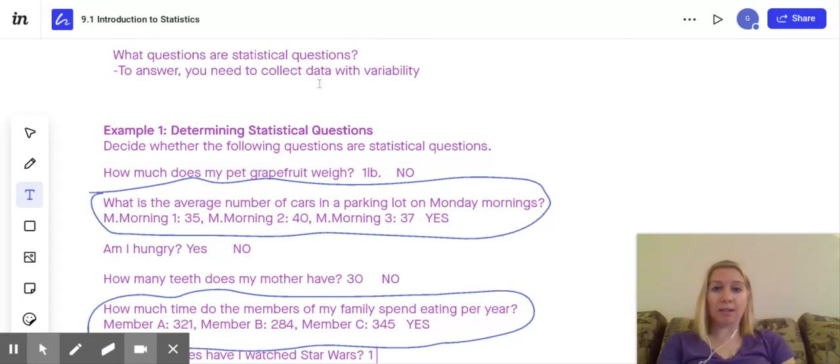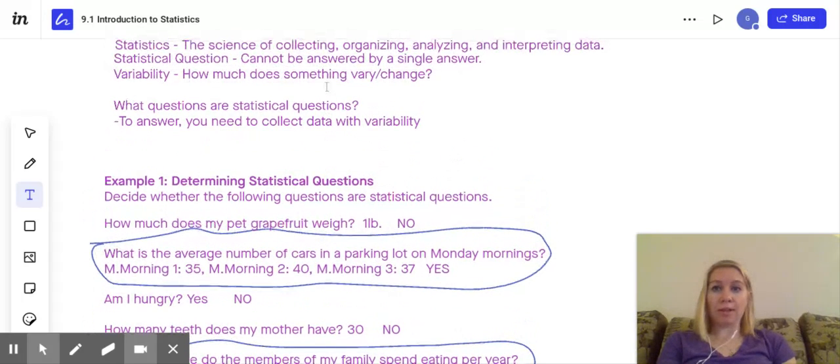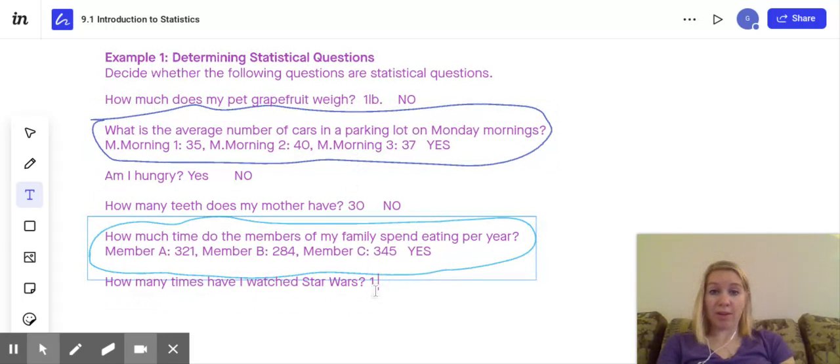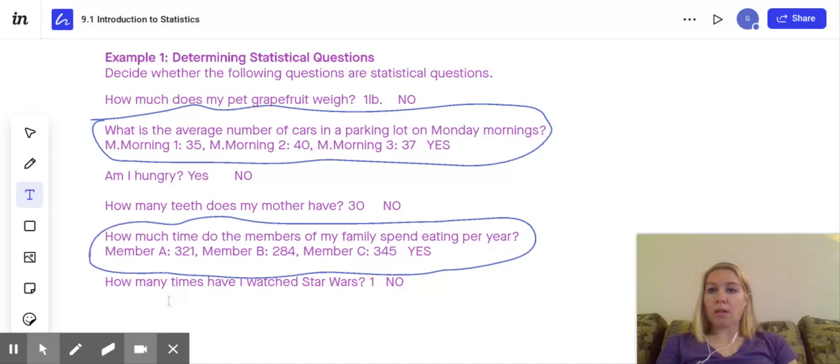Does my data have variability? Does it change or vary? Nope, it's just a 1 number answer. It's just how many times I watched it. So, no. If the question was something like on average, how many times have each of your classmates watched Star Wars? Then yeah, that would be a statistical question. But how many times I alone have watched Star Wars? Not statistical. Okay, and that's it.